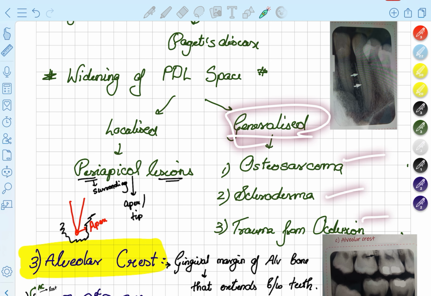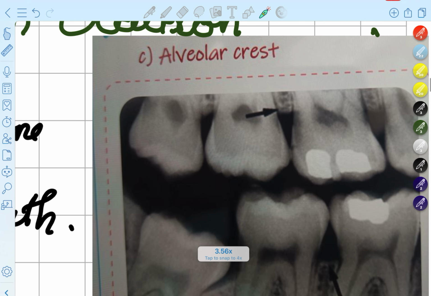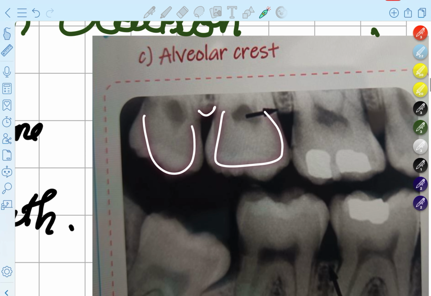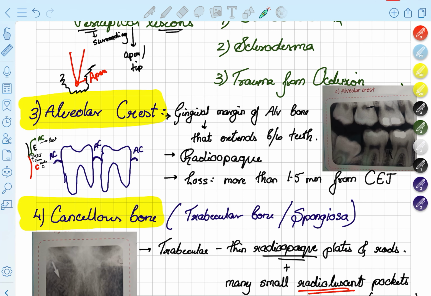trauma from occlusion. Alveolar crest, as the name suggests, is the part of the alveolar bone. How will it appear? As radiopaque, as bone is a calcified structure. It is the gingival margin of the radiopaque alveolar bone that extends between the teeth, as we can see in this IOPA. These are two teeth, and this is the structure. The gingival margin of the alveolar bone appears radiopaque. This is nothing but the alveolar crest.